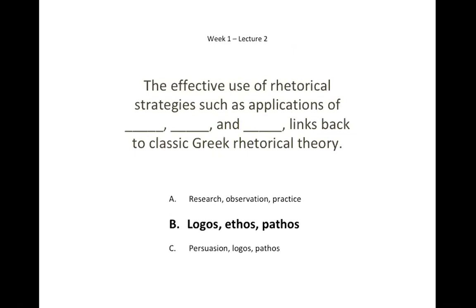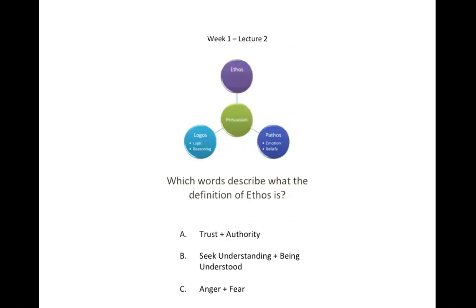Remember how we talked about the 3 principles, the rhetorical strategies. This is what we looked at here. So which word describes what the definition of ethos is? Do you remember? Is it trust, authority, seek understanding and being understood, or anger and fear? And look at the other ones. Logos is logic and reason. Pathos is emotions and beliefs. What do you think ethos would be? Take a guess.